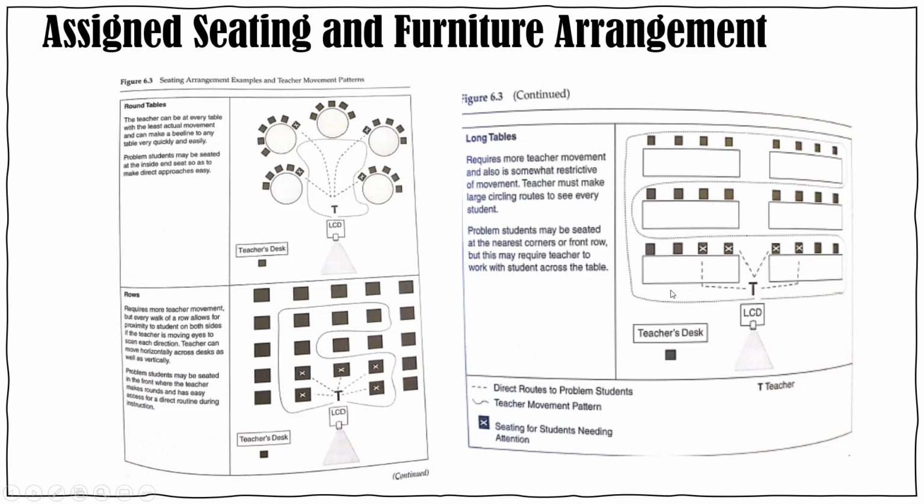And then the last one, you might see that you have tables. Tables require a little bit more movement. For example, it's hard to get to the kids on the end if you go down the middle. So you kind of have to go all the way up here, circle around in the back, and things like that. So it's a little bit more restrictive in a sense. And then you want to make sure that your challenging kids are up here at the front, so you can easily get to them if they need help and things like that.